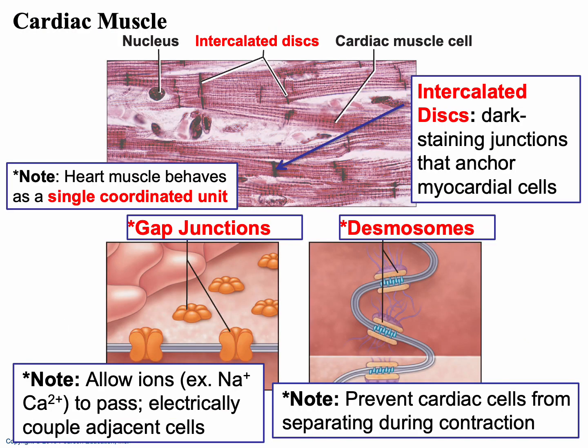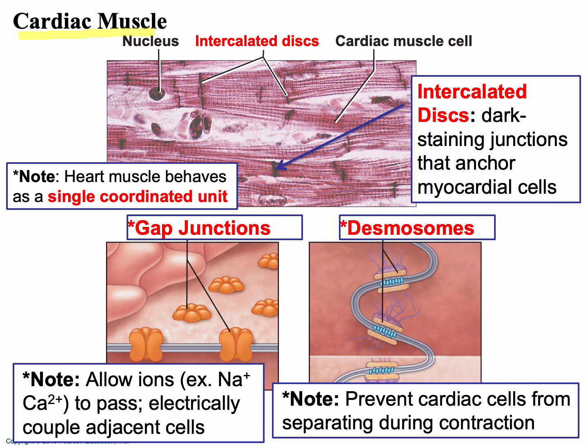We're now going to take a look at a little bit of histology. So it's really important to have a good understanding of the cardiac muscle histology. Okay. So when we look at the cardiac muscle tissue up here, there are several different structures that are important to be able to identify. One of those that's really key to understand is what are known as the intercalated discs. These are vertical dark staining junctions that actually anchor the myocardial cells in place.